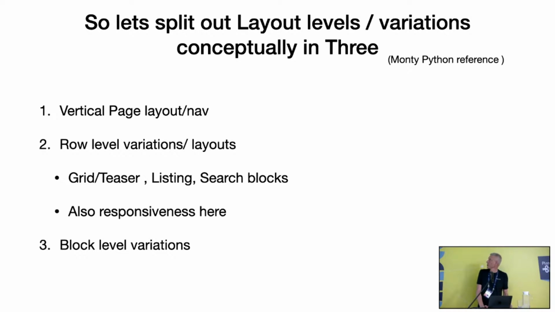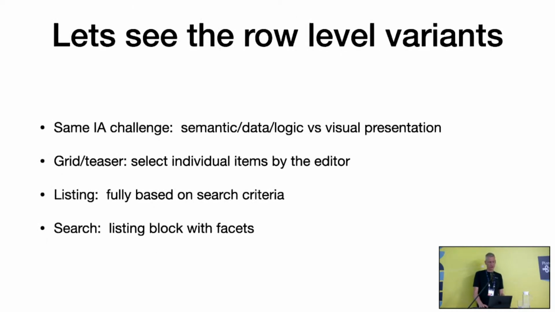So for you, let's split out the layout levels, variations, and conceptually in 3. You have this whole vertical page layout, like the blocks layout, is how wide it is and what you show maybe on the left and the right. Then on the second kind of conceptual layout, you have the row levels where you can play with grid teasers, listings, search blocks, and you have some responsiveness. And then on the block level, you have the variants of the cards and the box where you can change some stuff. So let's see some row level variants.